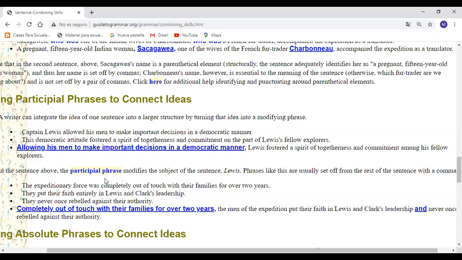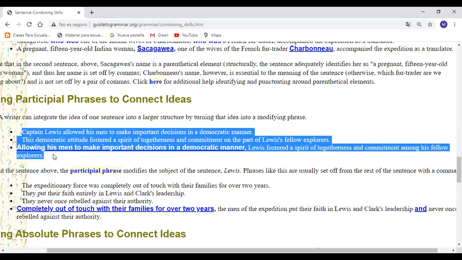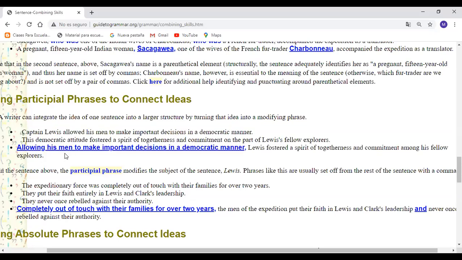We have to copy the tree. Yes, Eunice. These three sentences, look. Also, guys, remember to underline the first one.